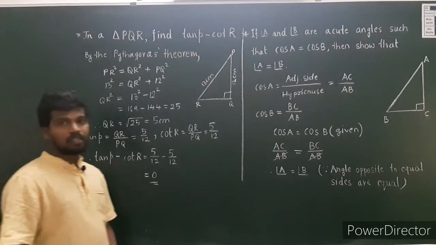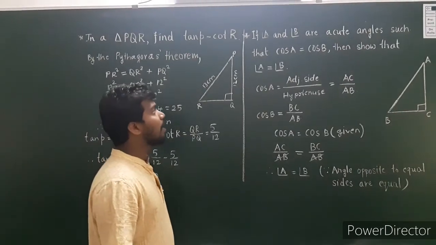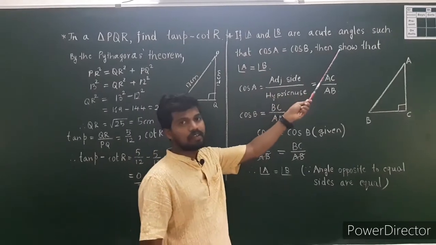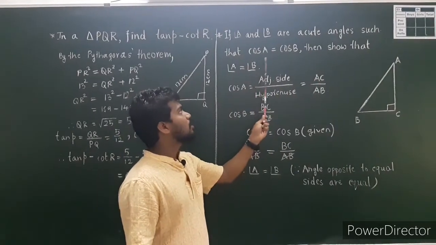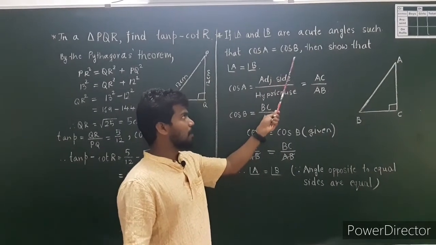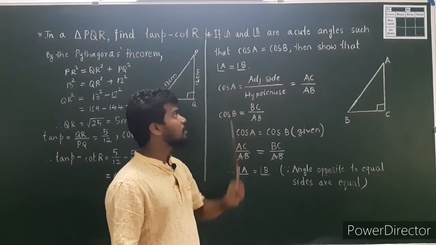Next question. If angle A and angle B are acute angles such that cos A is equal to cos B, then show that angle A is equal to angle B.